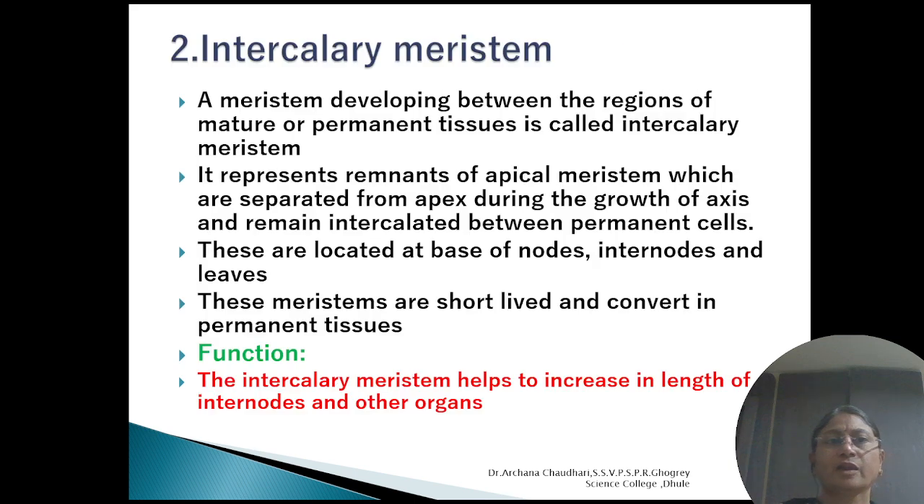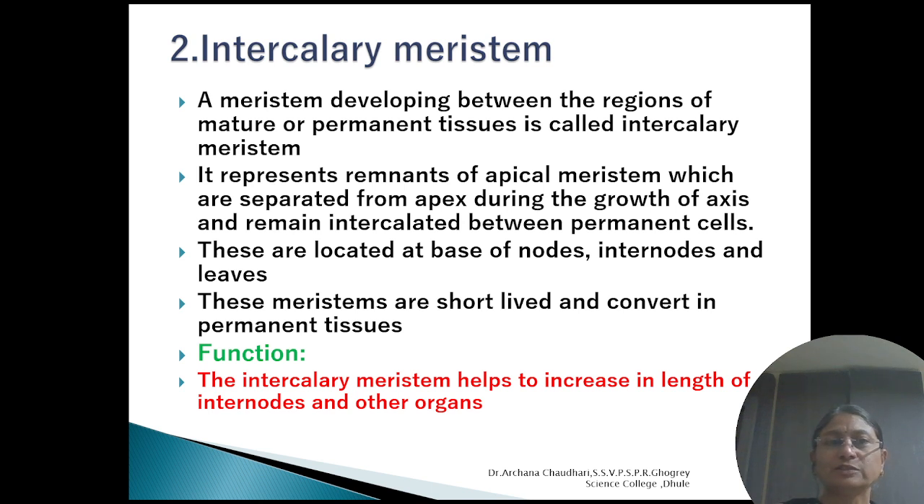Then the intercalary meristem. A meristem developing between the regions of mature or permanent tissues is called intercalary meristem. It represents remnants of apical meristem which are separated from the apex during the growth of the axis and remain intercalated between the permanent cells. These are located at the base of a node, internode, and the leaves. These meristems are short-lived and convert into permanent tissues.